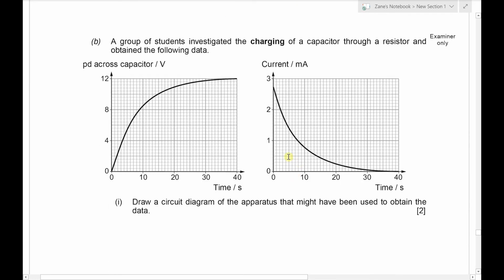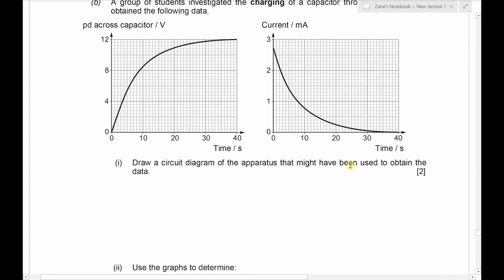Next, a group of students investigated the charging of a capacitor through a resistor and obtained the following data. And we got graphs of the potential difference across the capacitor against time and the current flowing in the circuit against time. Now this is a charging circuit. So we've got to draw a circuit diagram of the apparatus that might have been used to obtain the data.